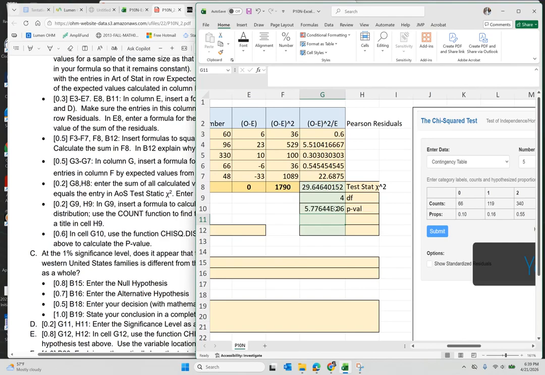So 10 to the negative 6 means that this 5 is located 6 places after the decimal point. So the correct value in decimal form would be 0.00000, that will be 5 zeros, 577,644.